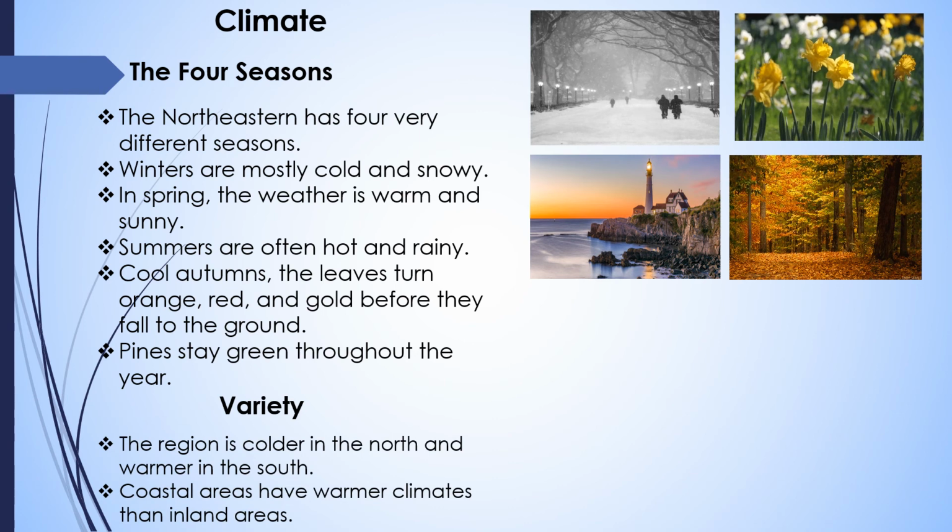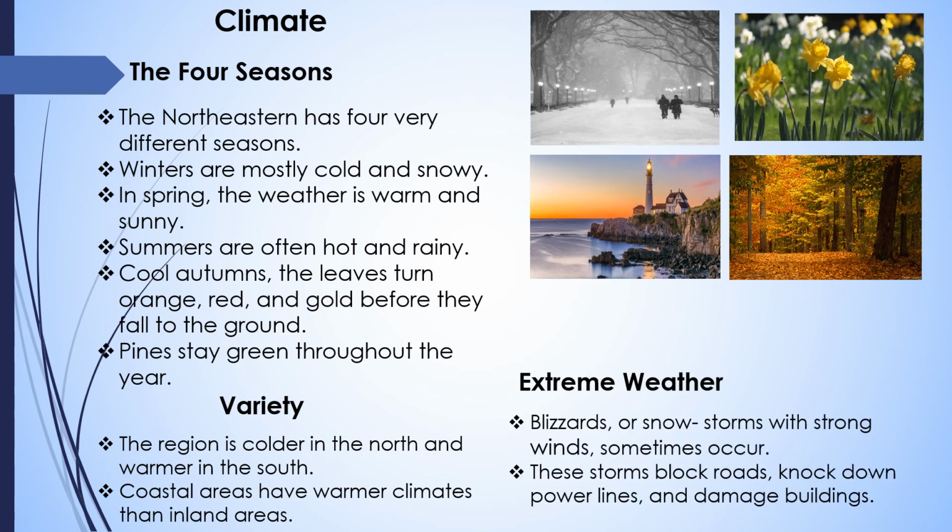What about the extreme weather in this region? At times, the Northeast weather can be extreme. For example, they have blizzards, or snowstorms with strong winds, that sometimes happen in this area. These storms can block roads, knock down power lines, and damage buildings. Like in 2005, if I'm not mistaken, a blizzard brought a record amount of snow to the region.